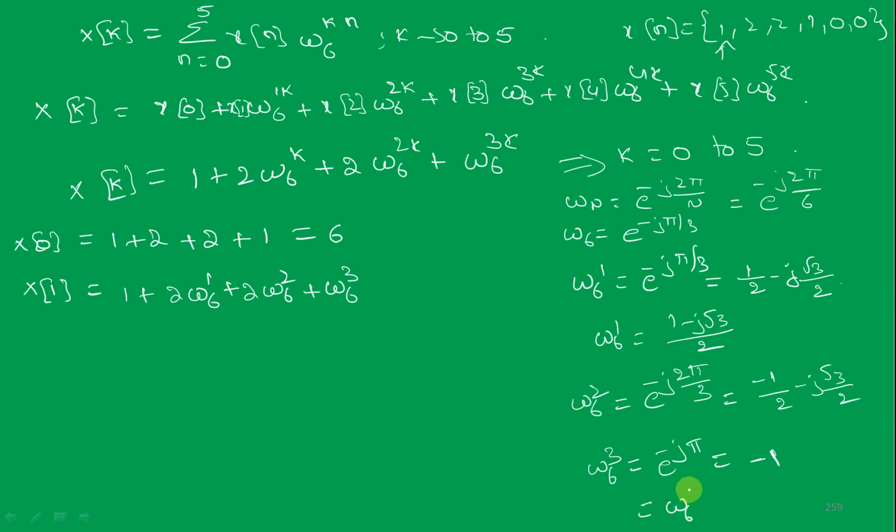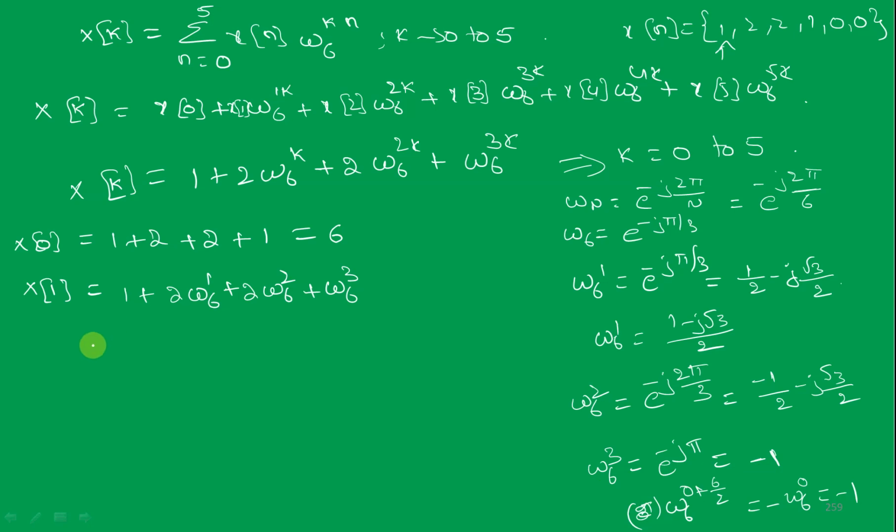W6 power, from the symmetry property, what is that? W6 power n plus capital N by 2 is equal to minus W6 power n. Here that gives W6 power 0 plus 3, that means minus W6 power 0, which gives the value minus 1. So you may use any method.